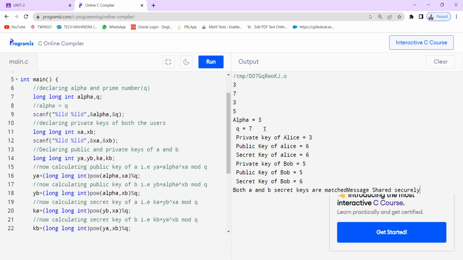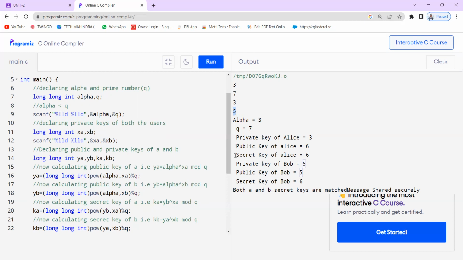Next, here we get the answer. Alpha is equal to 3, q is equal to 7, as we have given here. The private key of Alice is equal to 3. After calculating the public key of Alice, the sender, the public key is equal to 6. The shared secret key value is 6 by calculating. Next, the private key of Bob is 5, which we declared here. After calculating the public key of Bob, we get the public key as 5. After calculating the secret key of Bob, we get the answer as 6.